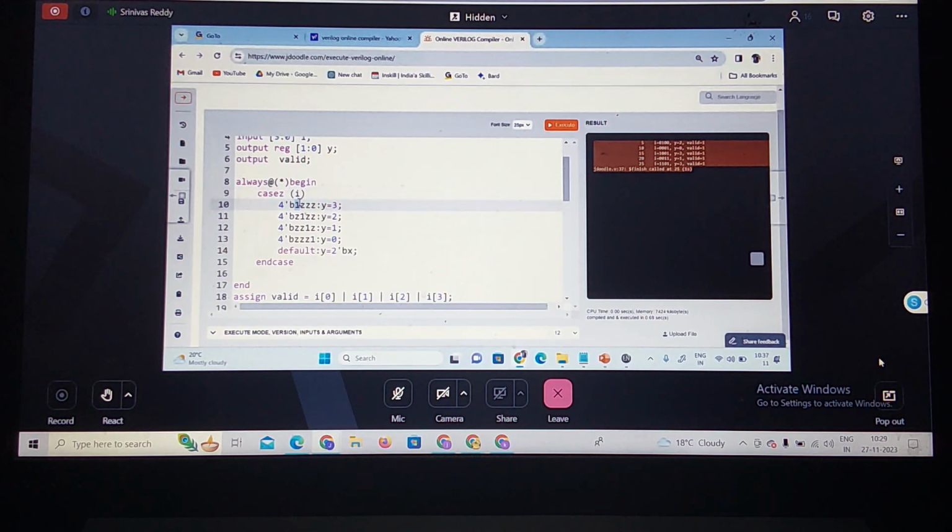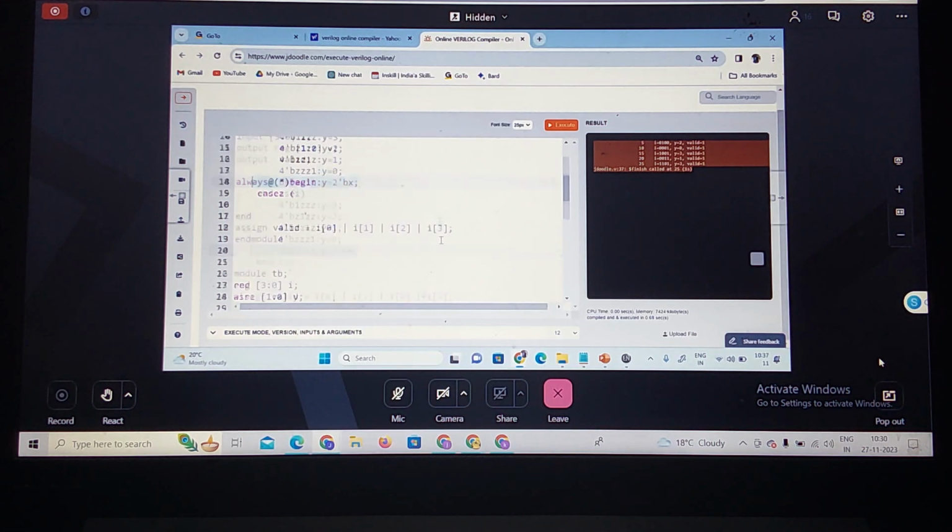Then this is equal to 1. Correct? This is encoding as 3. Again, when this bit is 1 irrespective of the other bits, it is 2. This is for 1, and this is for 0. Other than this, what are we doing? Default. Y is equal to X. And then we are calculating the assigned value. Is this clear?